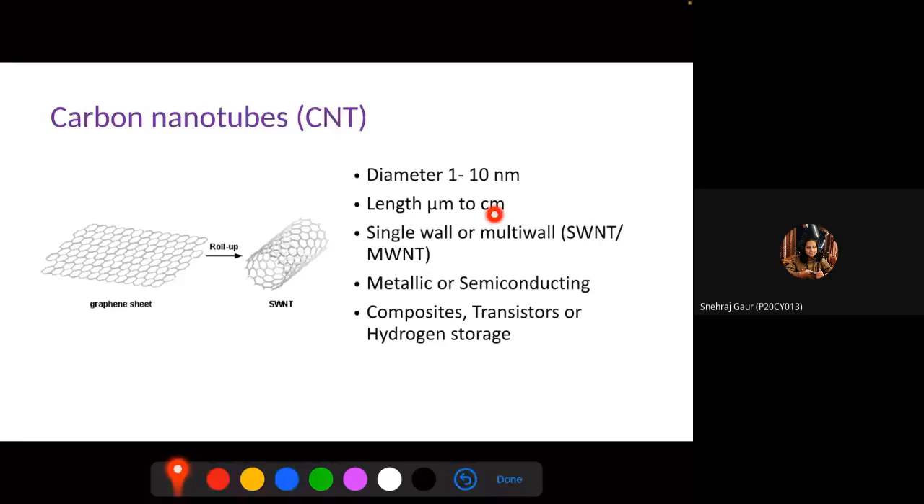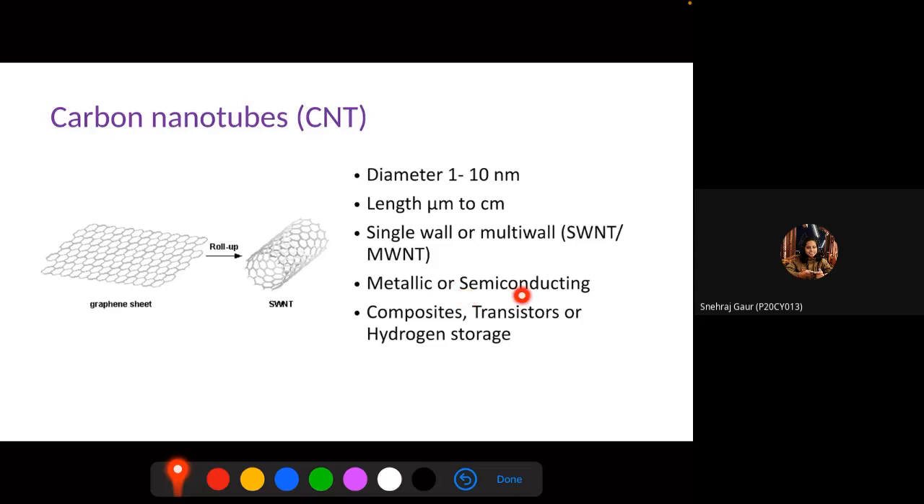You can of course get single wall or multi wall, and interestingly, depending on how you roll it, you can get metallic or semiconducting properties. So it can be a metallic carbon nanotube or a semiconducting one. We will see under which conditions these nanotubes become metallic and under which conditions they can be semiconducting.